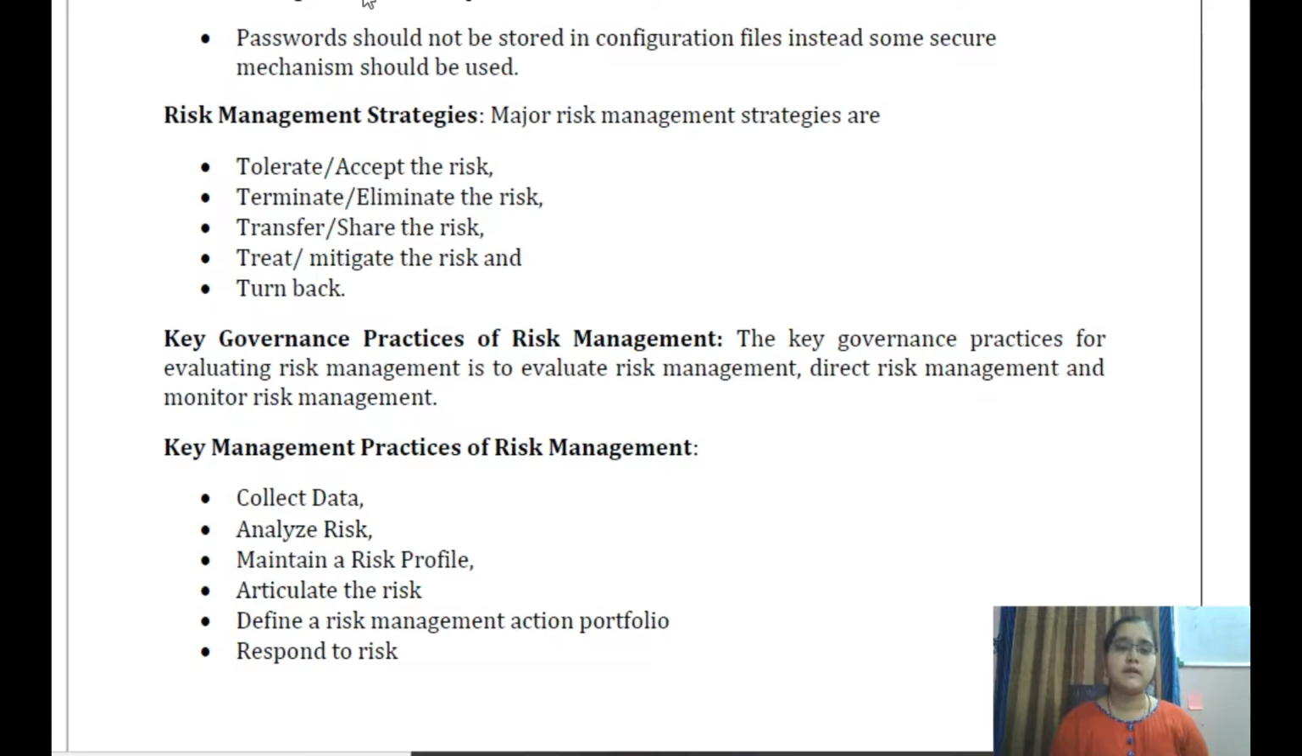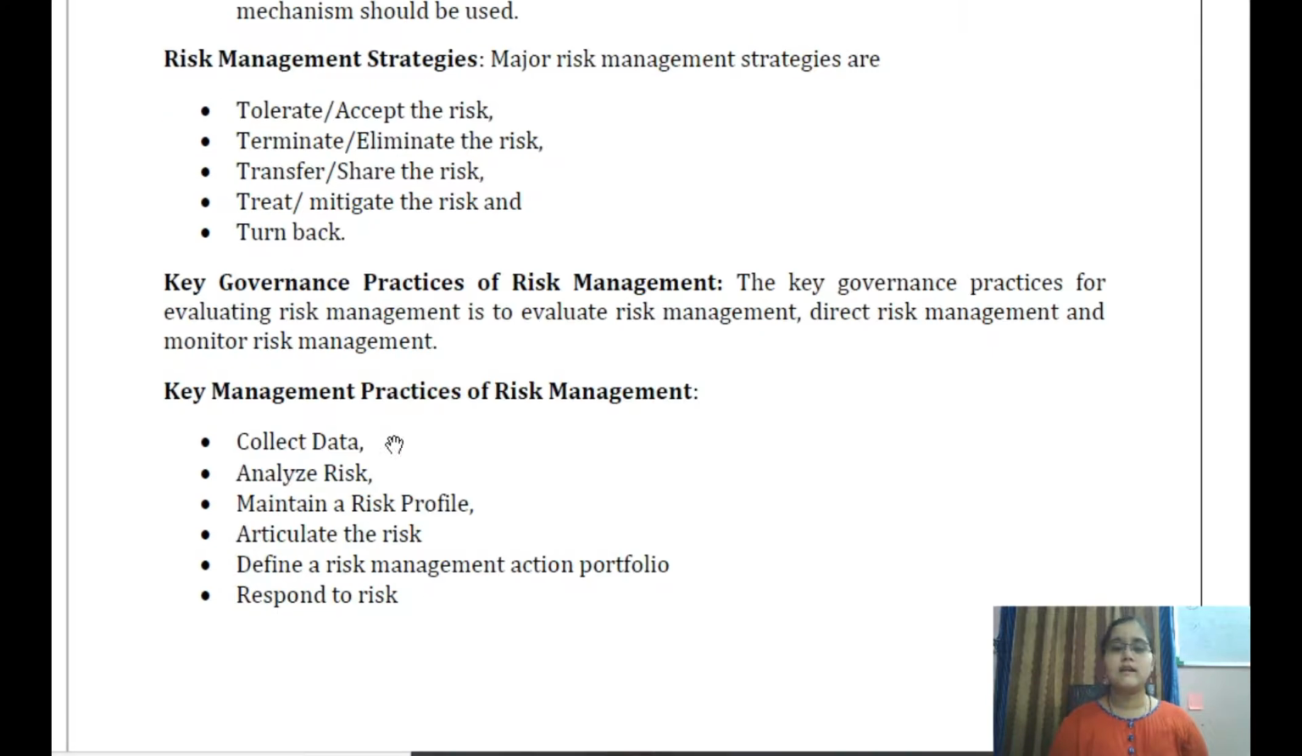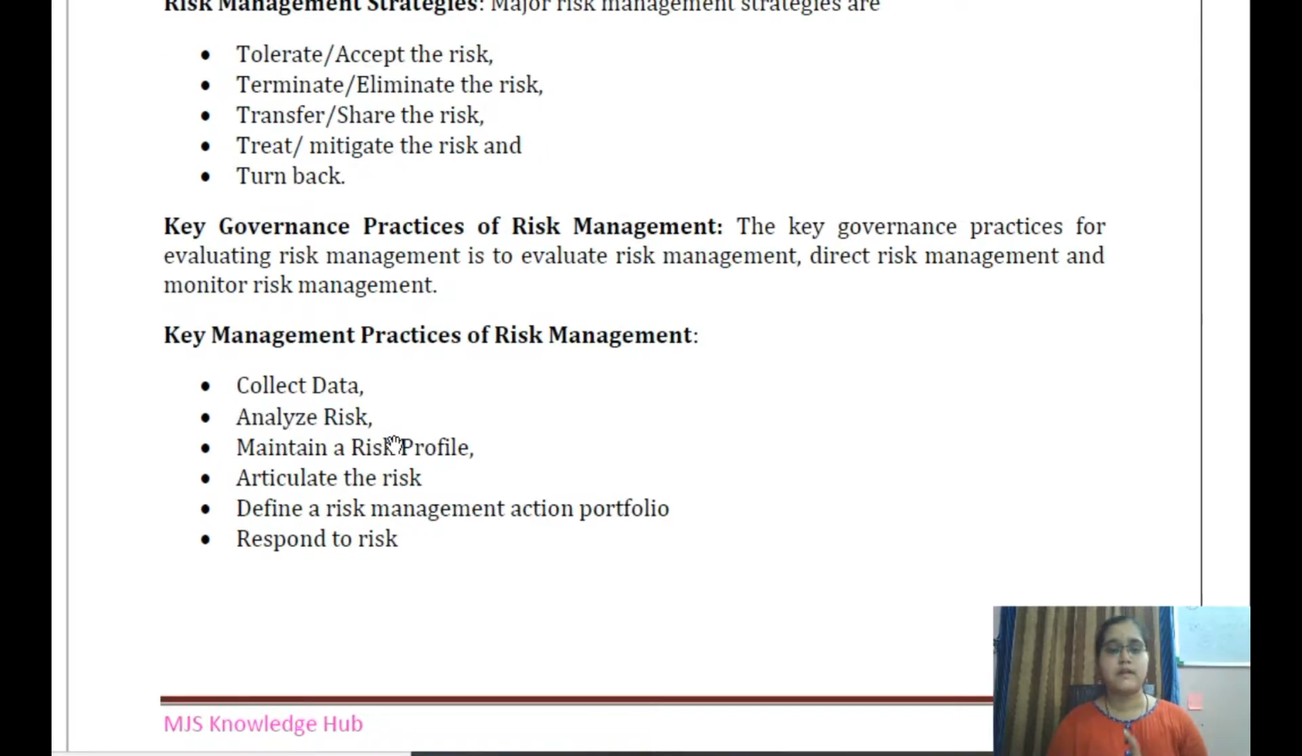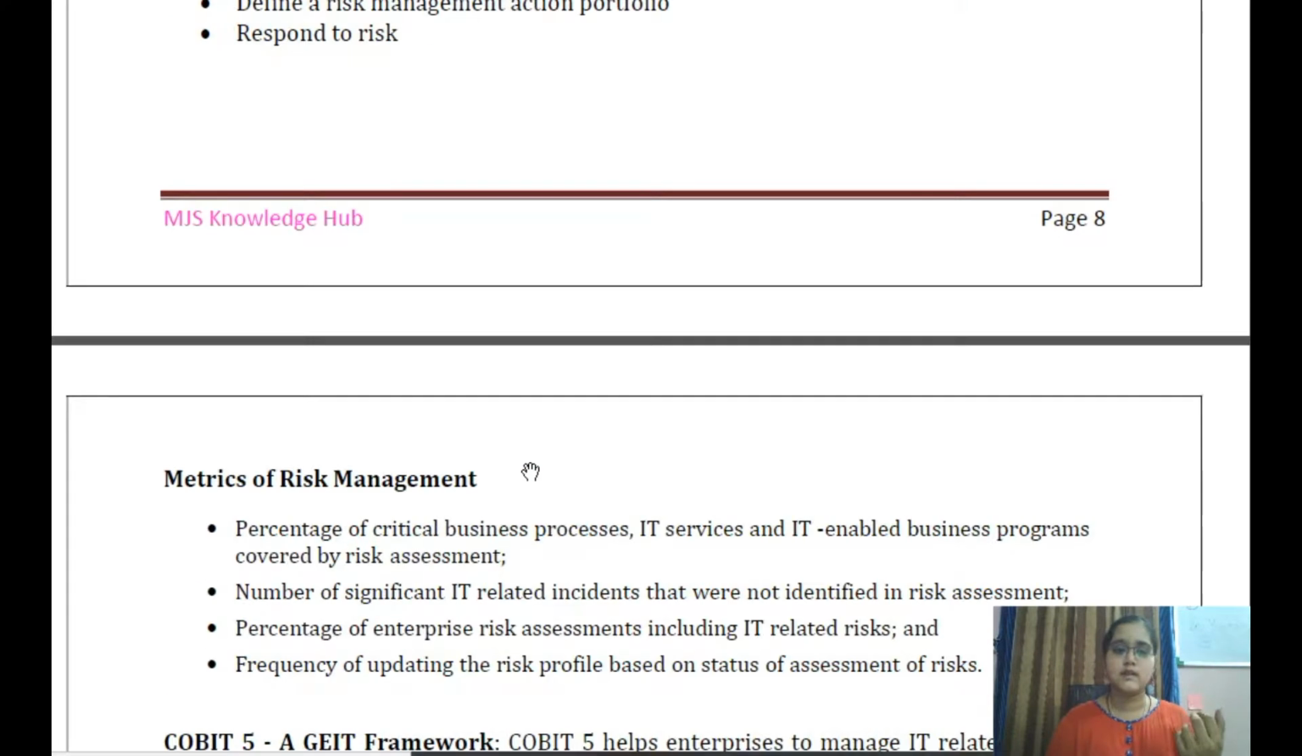Therefore, the key management practices of risk management are: collect the data, analyze the risk, maintain risk profile, articulate the risk, define the risk management action portfolio, and respond to the risk. So this is regarding key management practices of risk management. Key governance practices are: evaluate the risk management, direct the risk management, and monitor the risk management. But key management practices are: collect the data, analyze the risk, maintain risk profile, articulate the risk, define a risk management action portfolio, and respond to risk.